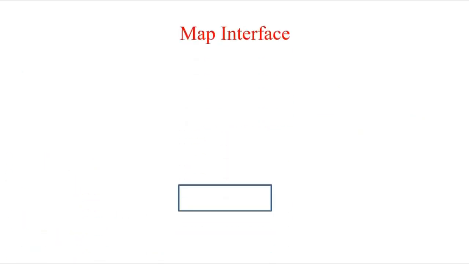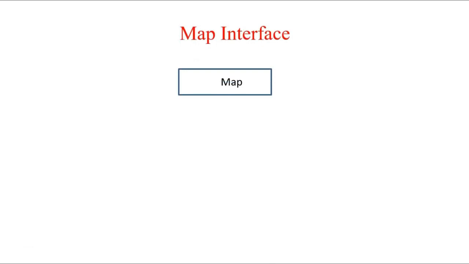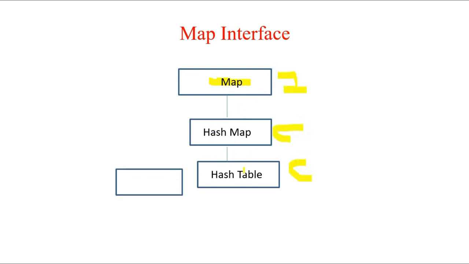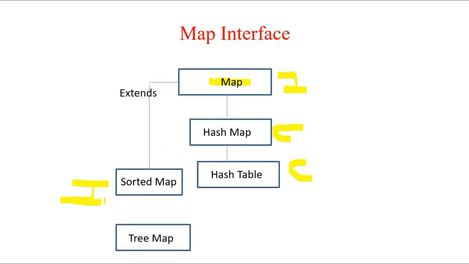Now the last one, the map interface. Remember, this map interface is the unique interface in the collection hierarchy. Why? Because it does not extend the collection interface. Now let's see the hierarchy first, and then I will tell you why. So this was an interface, and the two classes which implement this map interface are HashMap and Hashtable. Now we have another interface which is SortedMap. And that particular SortedMap has an implementing class, which is TreeMap, something similar to set, if you can recall or remember.